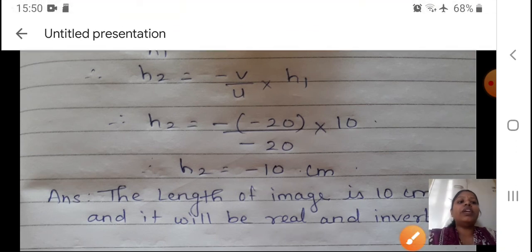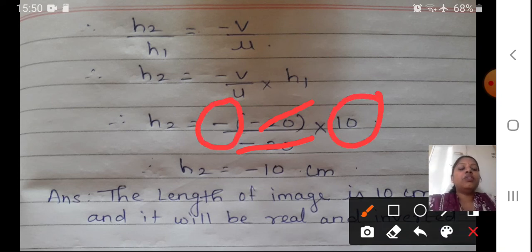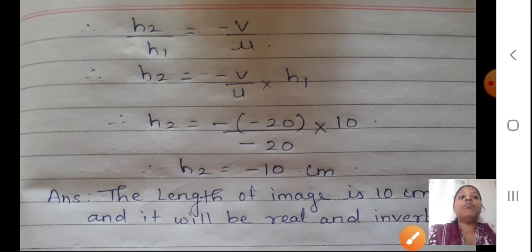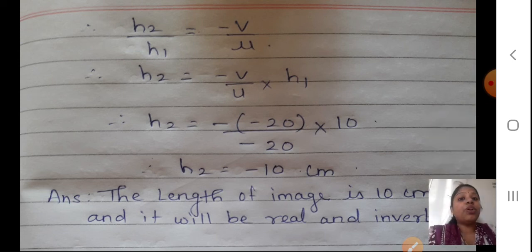Now here very easy. This and this can easily cancel out. Only remaining is this 10 and this minus sign. So students, you got the h2 value as minus 10 centimeter. So again a minus value. Can height be negative, students? No, the length of the image is 10 centimeter. We'll write it in positive and it will be real and inverted. How did you understand that it is real and inverted, students? Because the height that we have got is negative.